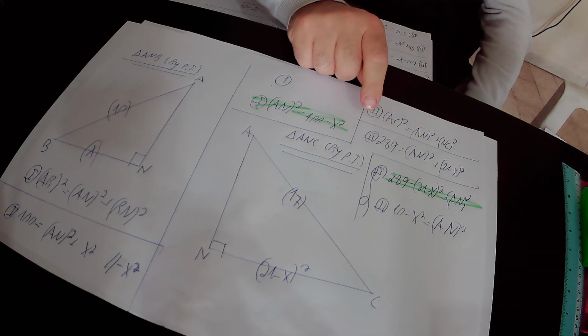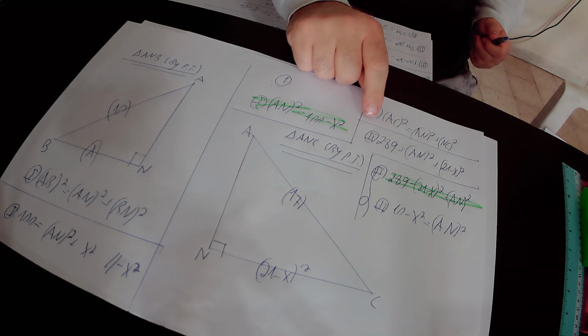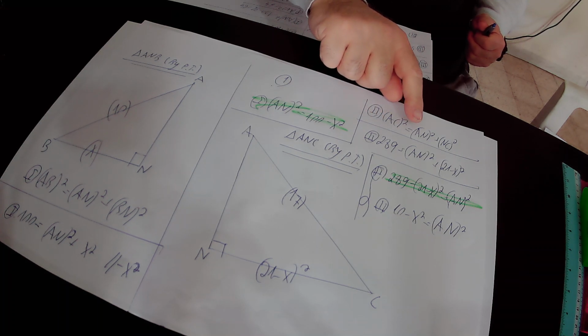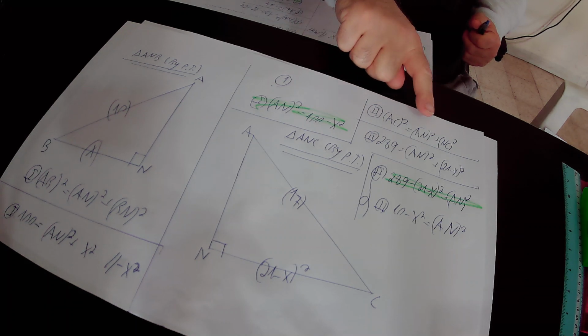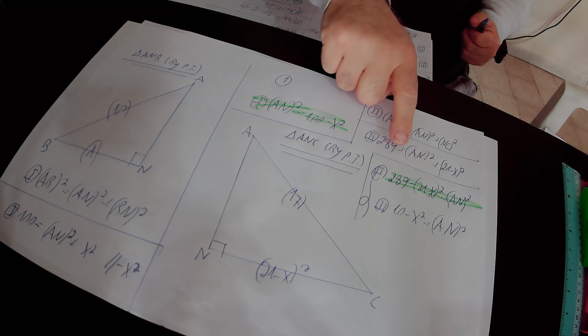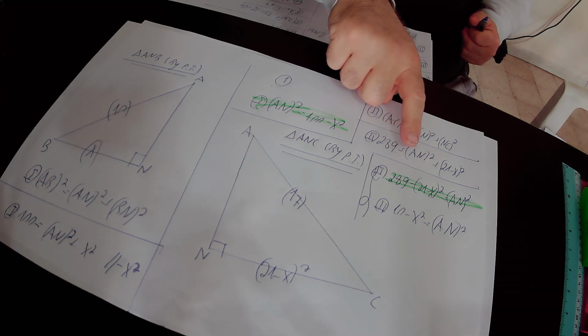So according to equation 2, 289 equals AN squared plus (21 minus x) squared. Here we subtracted (21 minus x) squared from equation 2, and finally found that according to equation 2, 289 minus (21 minus x) squared equals AN squared.